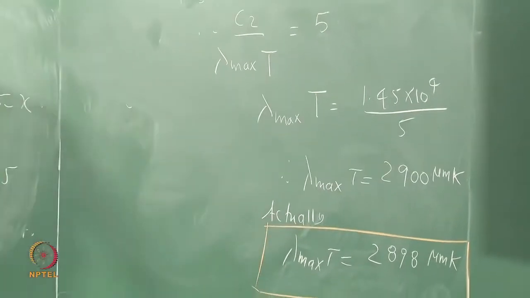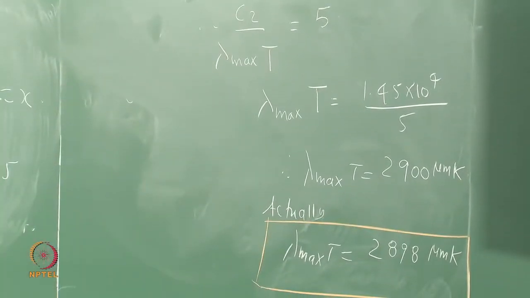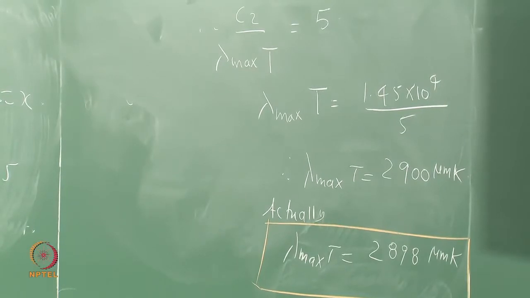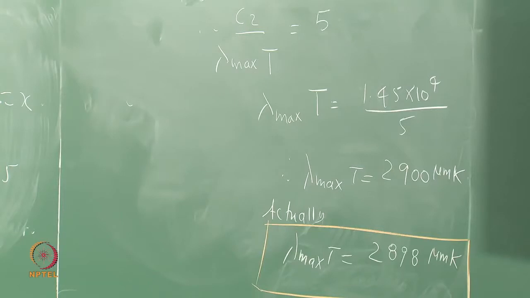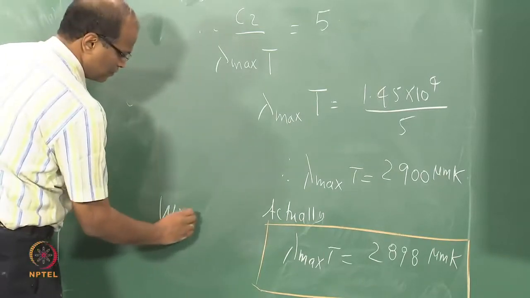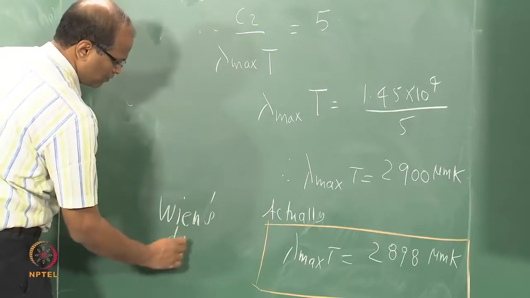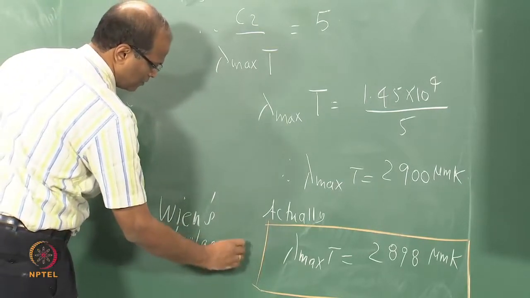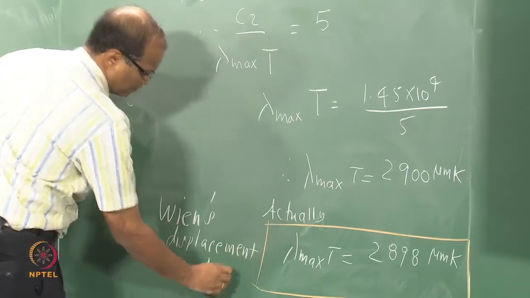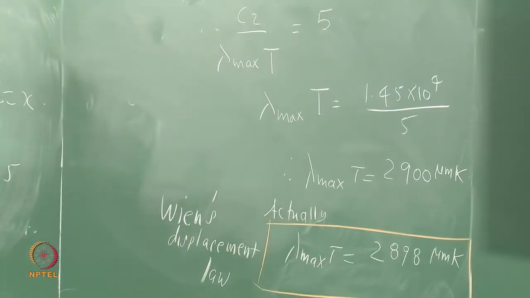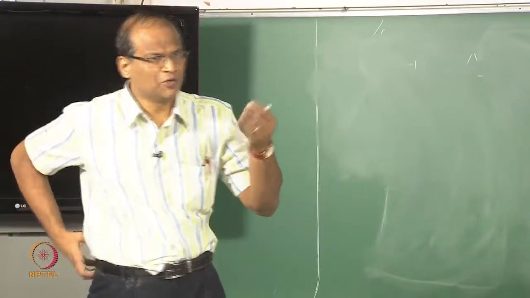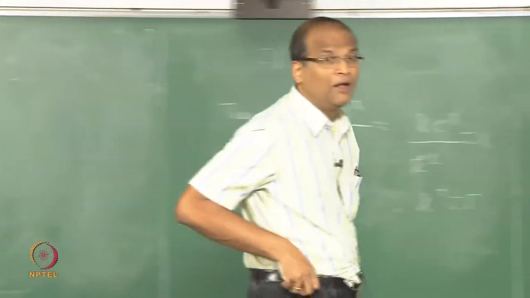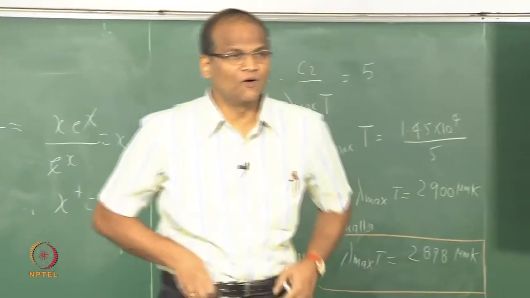Okay. So this is called Wien's displacement law. Wien is another German professor. He also gave a black body distribution which was correct only in one part of the spectrum. Rayleigh-Jeans gave a distribution which was correct in the other part of the spectrum, but Planck gave a distribution which was correct in all the parts of the spectrum.